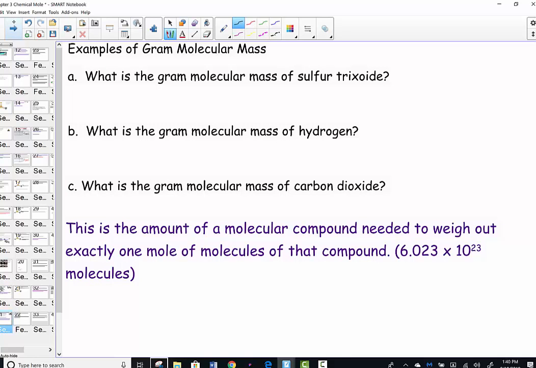Do the following for the molecules of sulfur trioxide, a molecule of hydrogen, and a molecule of carbon dioxide. I remember learning for nomenclature, nonmetals hooked to nonmetals, we use prefixes in their names. Mono, di, tri, tetra, counting with the subscripts. So when I hear those prefixes, I know it's molecular compounds. The gram molecular mass, GMM for abbreviation.